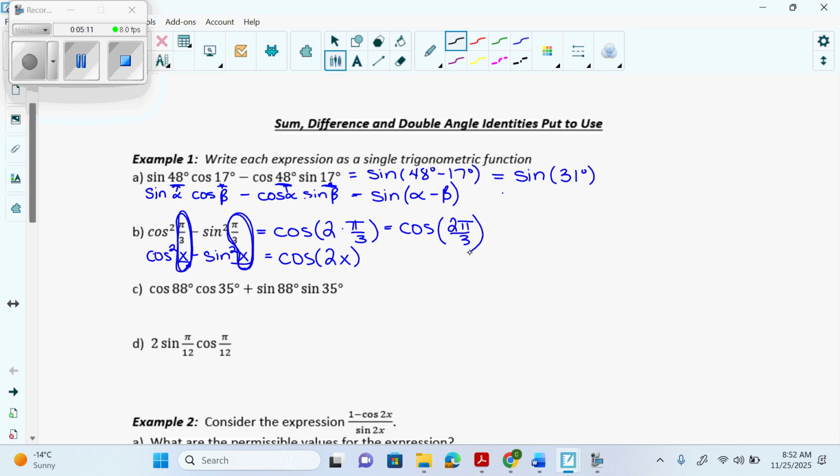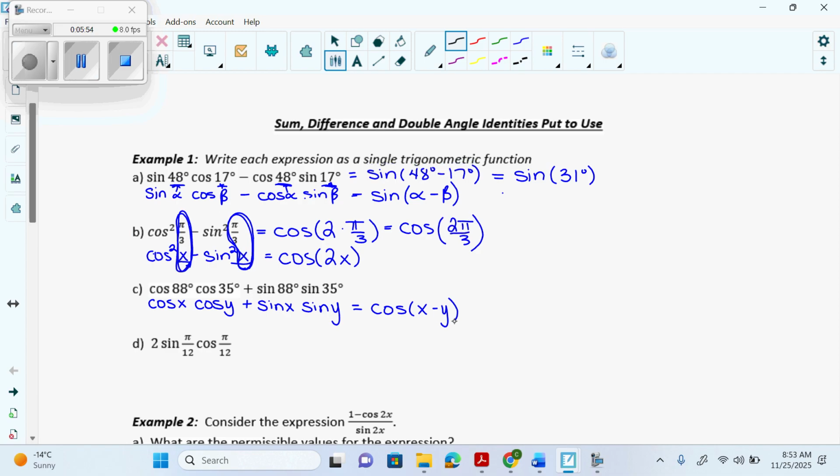Okay. The next formula you can spot has 88, 35, 88, 35. So I'm going to go cos x, I'm going to treat 88 as x, cos y, every 35 is going to be y, plus sine 88, so that is x, sine 35, that is y. Is there any formula that goes cos x, cos y, sine x, sine y? Which one? Cos x minus y. Because there's a plus sign in between, it's the minus one. Yes?